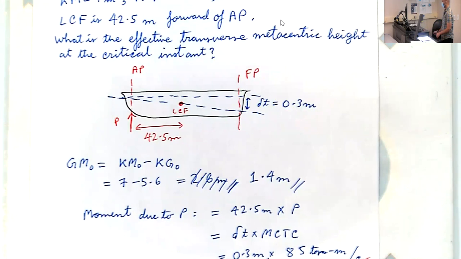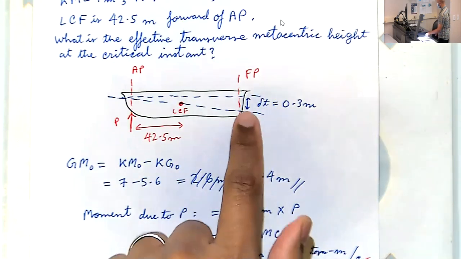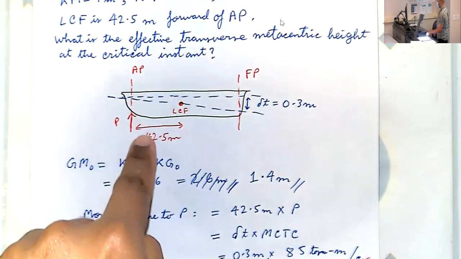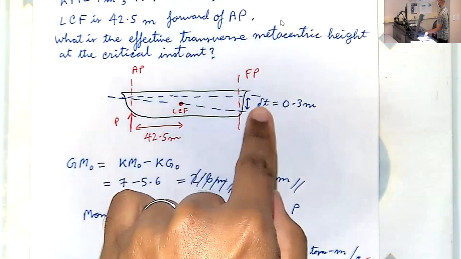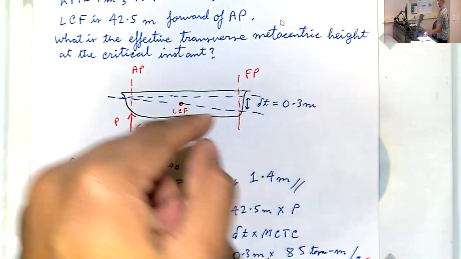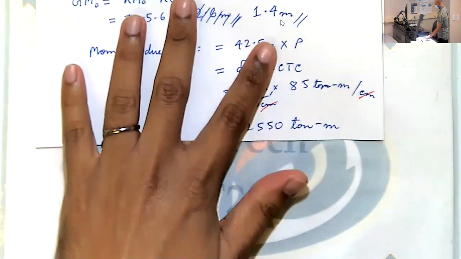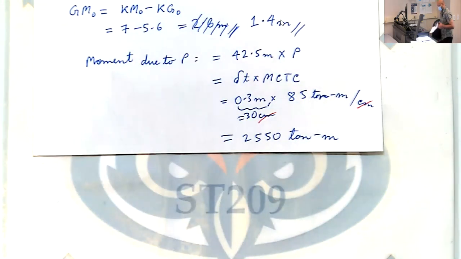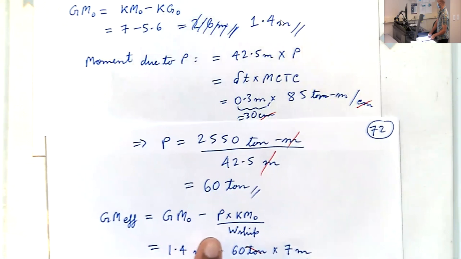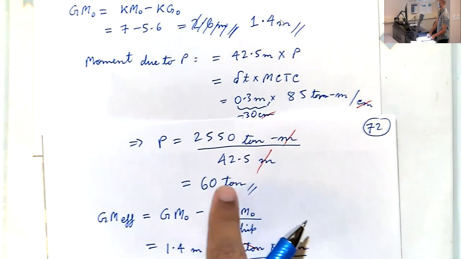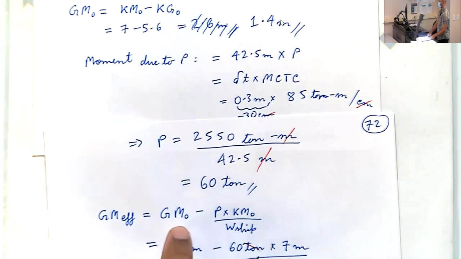Think about who's causing this problem. Who's causing a reduction? It's the trim, right? So there's this trim that results in the P. So if you redistribute weight, so you get rid of the trim before you sail into the dock, you're fine. Your GM effective is equal to GM zero, right? If you don't have any trim, you don't have any P, so GM effective will be GM zero.